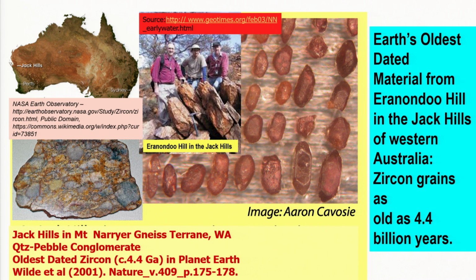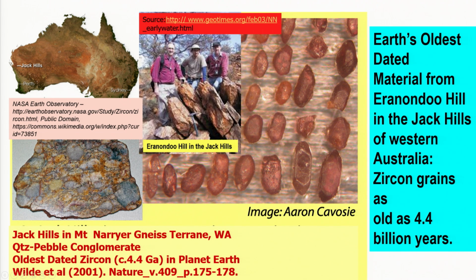This is the map of Australia, and in Western Australia there is a place called Jack Hills. In Jack Hills, Earth's oldest dated material has been found, at a place called Eranondo Hill in Western Australia, where zircon has been found in a rock. This is a quartz pebble conglomerate, found in the Mount Narryer gneiss terrain. In that conglomerate there are zircon crystals.